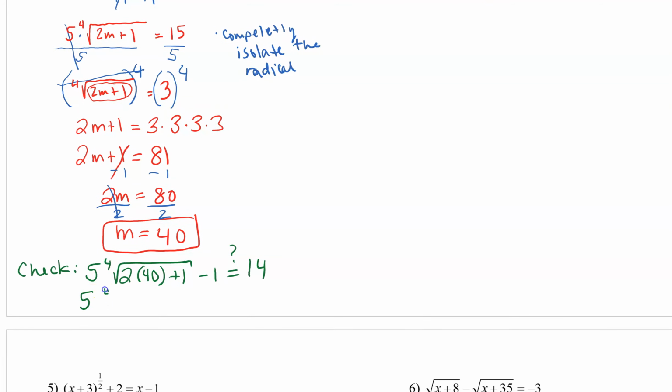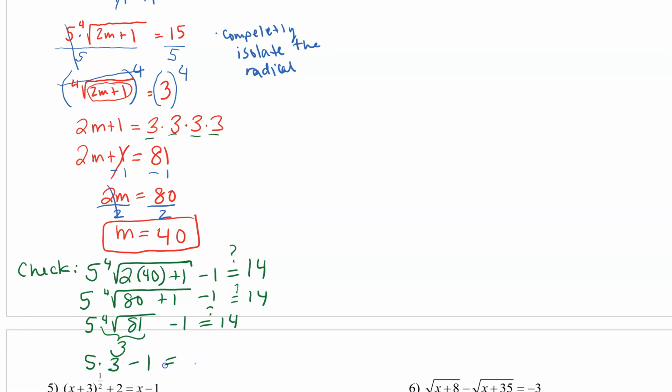So 5 times the 4th root of 2 times 40, which is 80, plus 1, minus 1 equals 14. Of course, 80 plus 1 is 81. So 5 times the 4th root of 81 minus 1 equals 14. We're checking. The 4th root of 81 is 3, because 3 times 3 times 3 times 3 is 81. So this 4th root turns into a 3. So 5 times 3 minus 1, yes, that does equal 14. So that tells me that m equals 40 is a true solution.